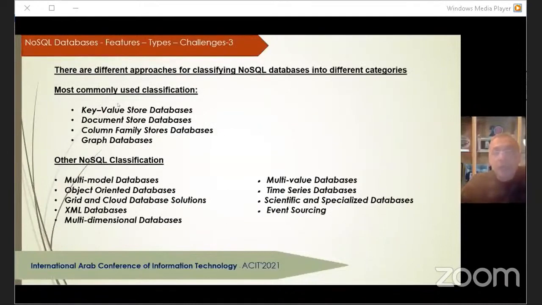There are different approaches for classifying NoSQL databases into different categories. The most commonly used classifications are key-value, document, column family, and graph databases. Of course, there are many more classifications. All of these types are presented in the paper with a short description and features of each type.